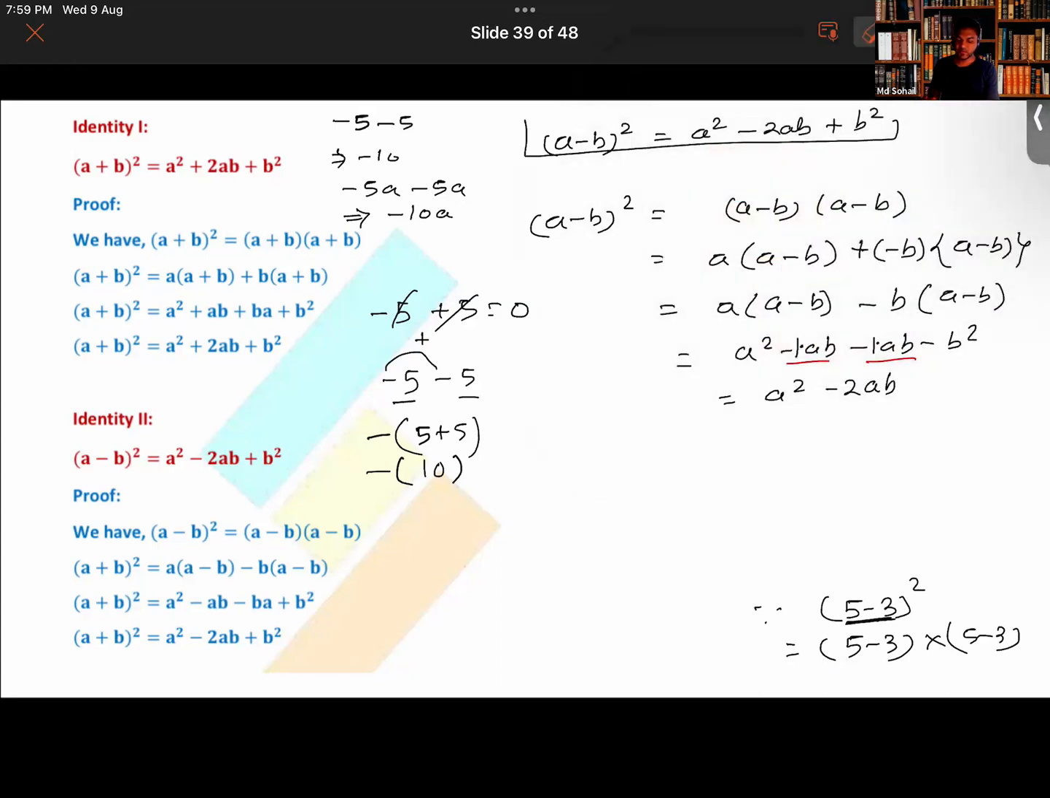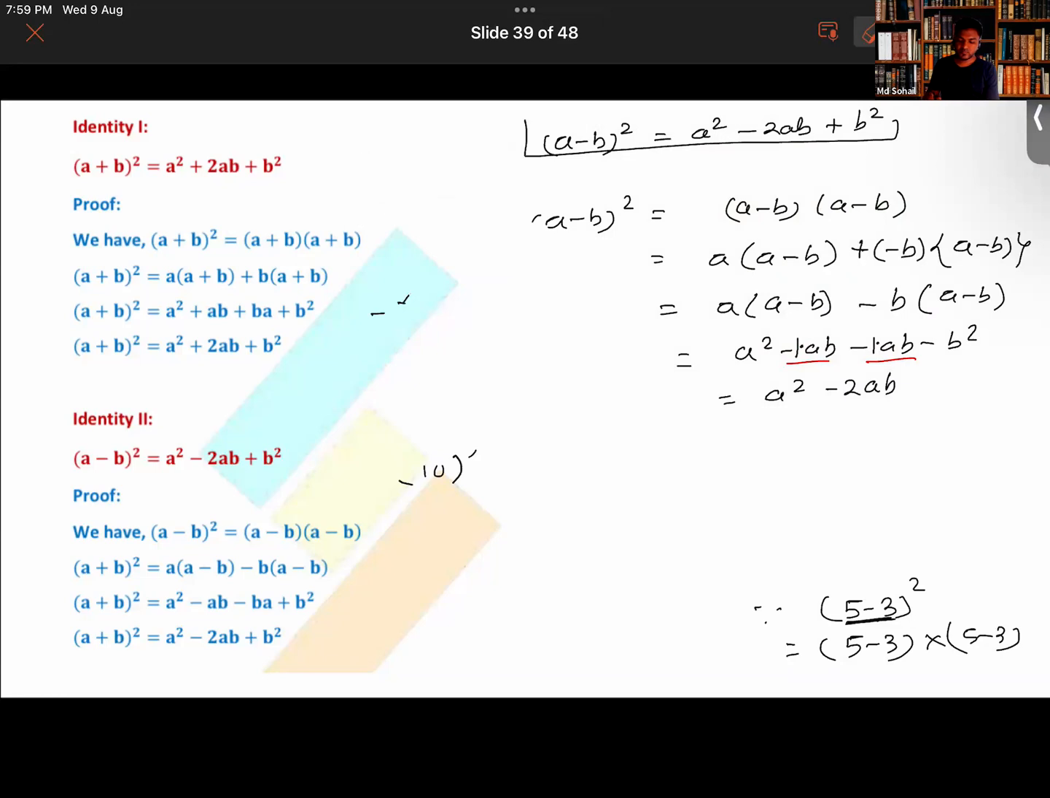All right. So A square minus 2AB minus B square. Isn't it the same here, A square minus 2AB? One more thing, plus B square here. Here it's minus B into minus B, so it's going to be plus B square. We missed that, no? Minus into minus is equal to plus. Getting it? So that is identity number 2 here.